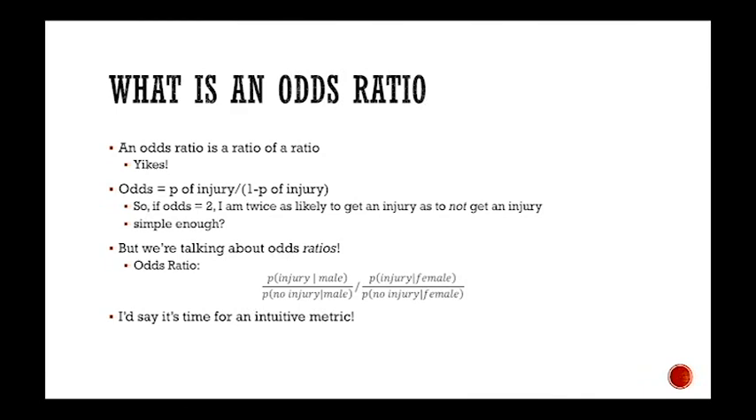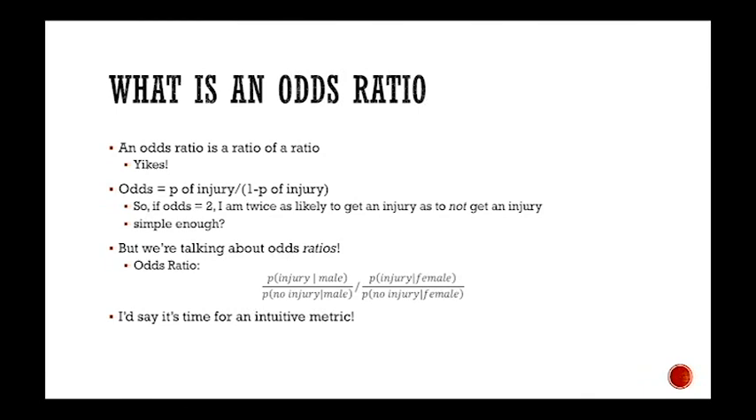So remember what an odds is. It is the probability of something happening divided by the probability of it not happening. So what are your odds of getting a 2 when you roll the dice? Well, that's the probability of getting a 2, which is 1/6, divided by the probability of not getting it, so 5/6. That's what an odds is. In this case, it's the probability of injury divided by the probability of not getting injured. So if the odds is 2, I am twice as likely to get injured as to not get injured. Simple enough? Okay, that's intuitive so far.